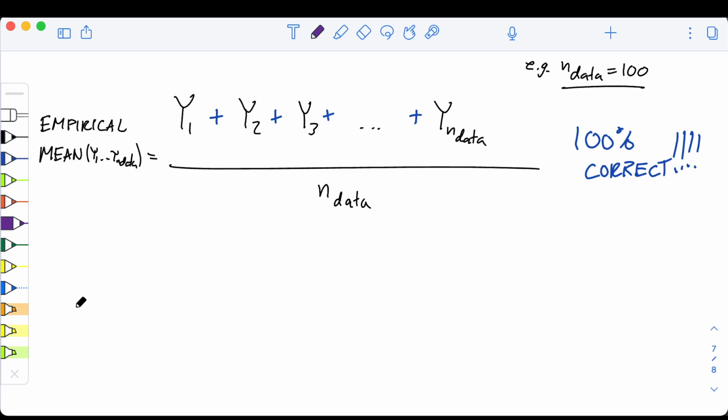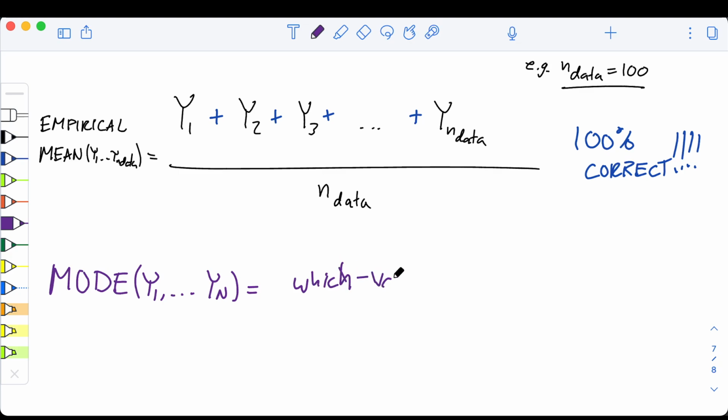This is fantastic. Let's write this one out. This is called the mode. The mode of y1 to yn. And this is whichever comes up the most. Which value comes up most? Okay. The mode is a thing you can do.